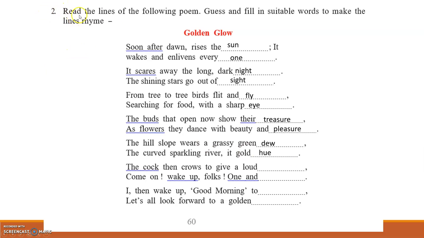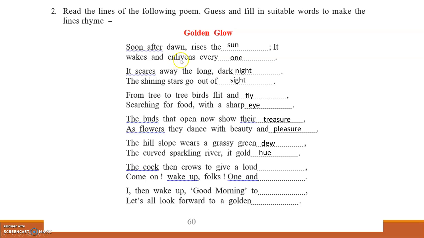Now second, you have read the lines of the following poem, guess and fill in suitable words to make the lines rhyme. Now you know what is rhyming, when you're talking about rhymes, we're talking about the rhyming words, okay? Now if you look at the ending of the poem that they've given here, there are no words at the end, okay? So we are going to put the words there. Now the name of the poem here is what? Golden Glow.